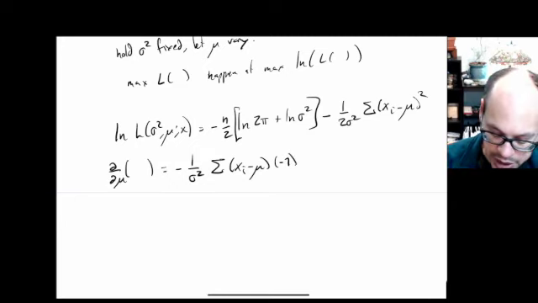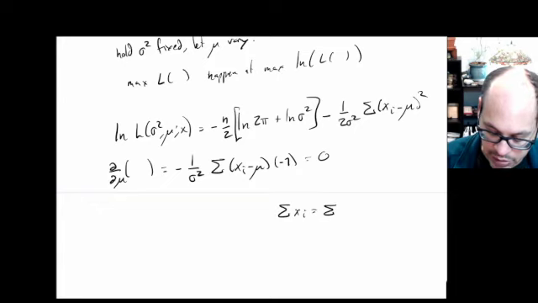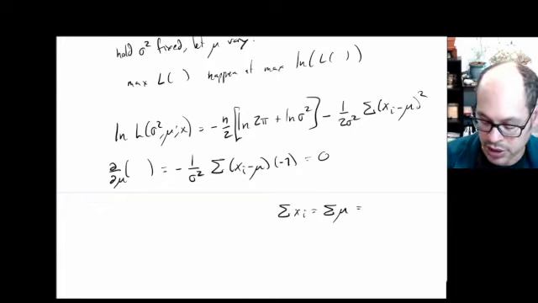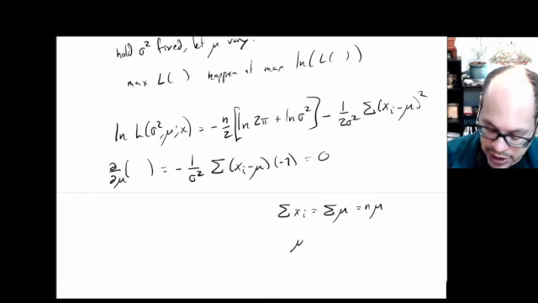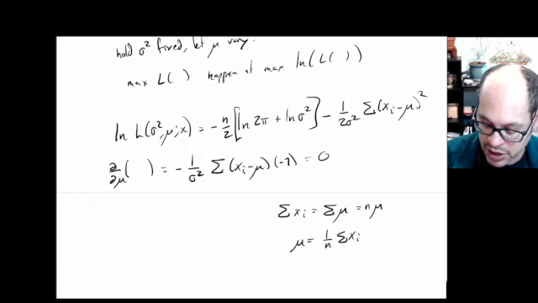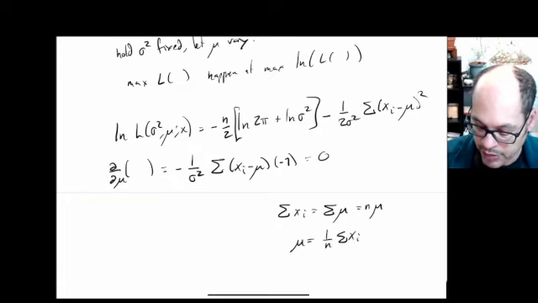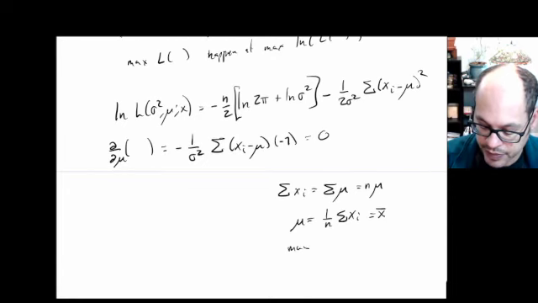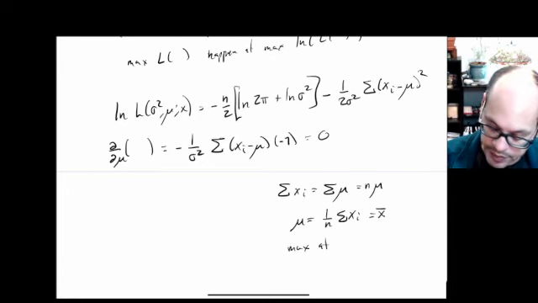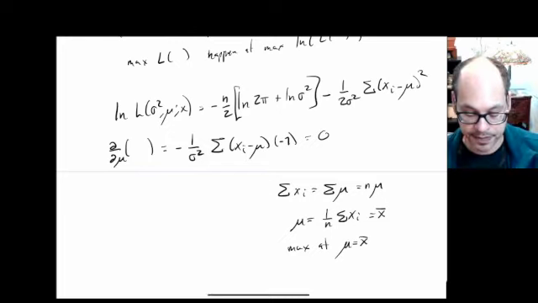If we're going to set this thing equal to 0, then that's going to tell us that the sum of the xi's is equal to the sum of mu from 1 to n, which is n times mu. And that says that the maximum is going to happen at 1/nth the sum of the xi's. Or in other words, this thing is x bar. So the max is at mu equals the sample mean.